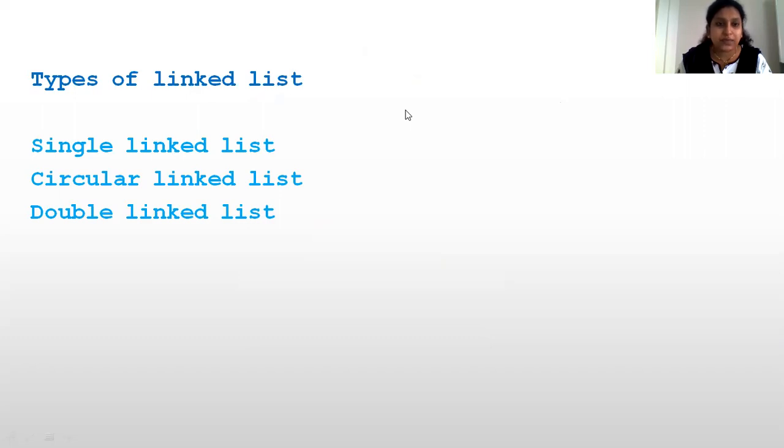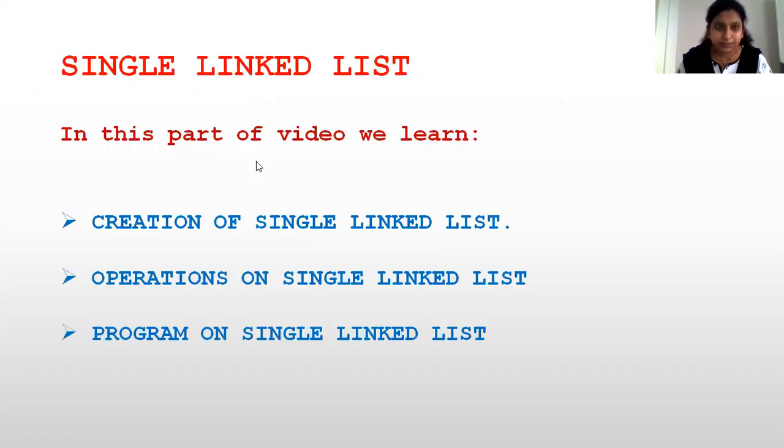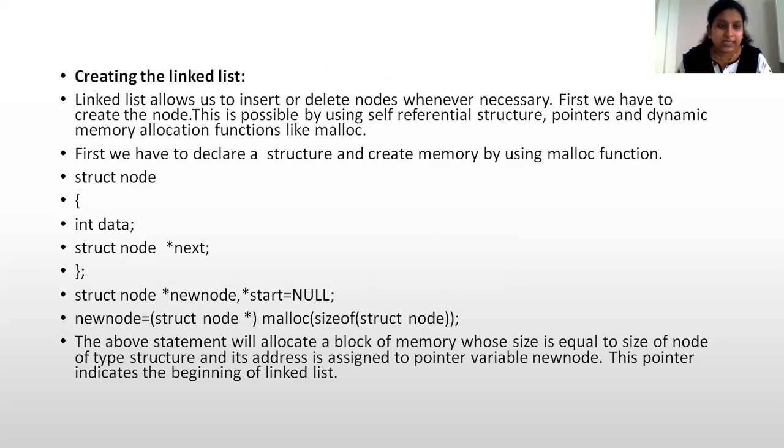So coming to the types of list, we are having single linked list, circular linked list, and double linked list. Okay, so the first one is single linked list. So in this single linked list, in this part of the video, we are going to see the creation of single linked list, operations on single linked list, and program on single linked list. So first see how to create a list.